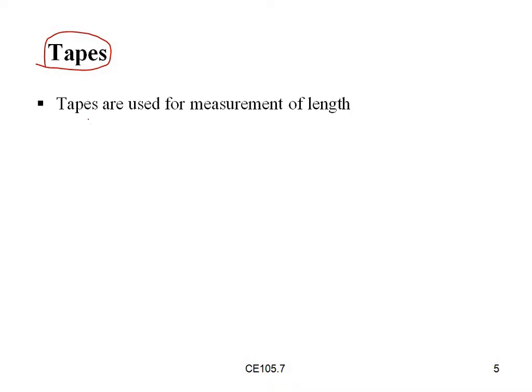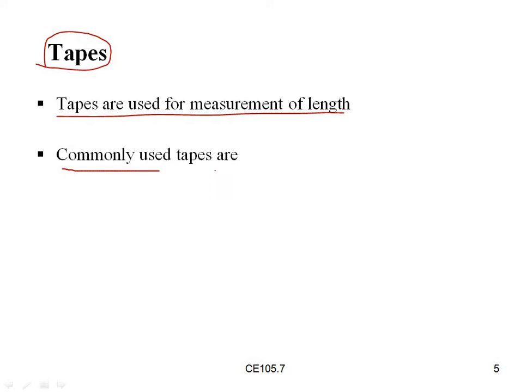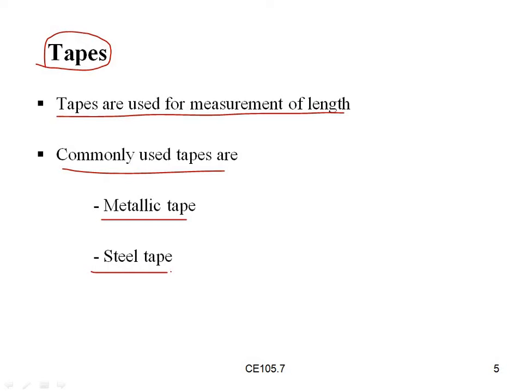And next is tapes. What tapes are we using? Tapes are used for measurement of length. We have seen many different types of tapes: steel tapes, cloth tapes and linen tapes. But in construction, in chain surveying, we use only the steel tape and cloth tape. So the commonly used tapes are the metallic tape and the steel tape.